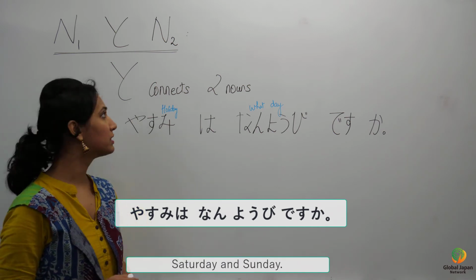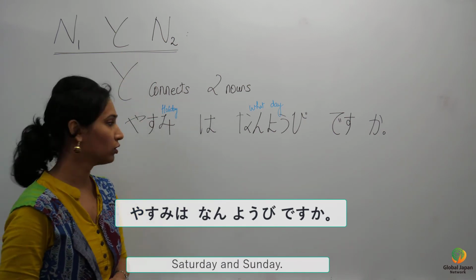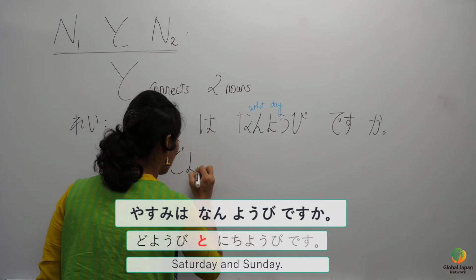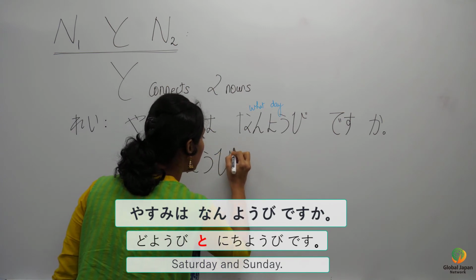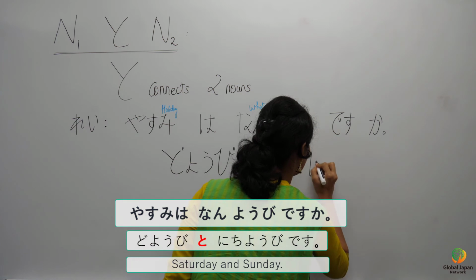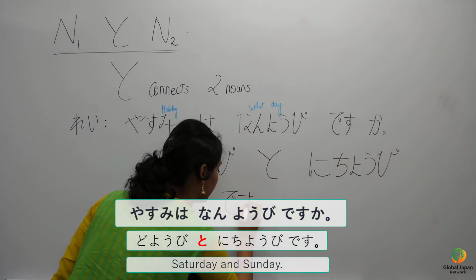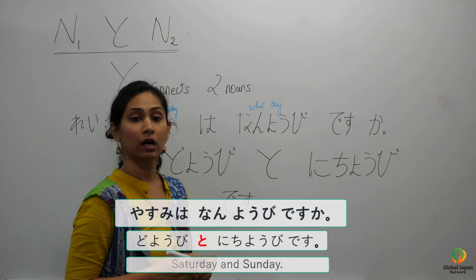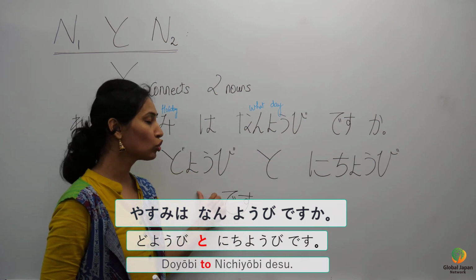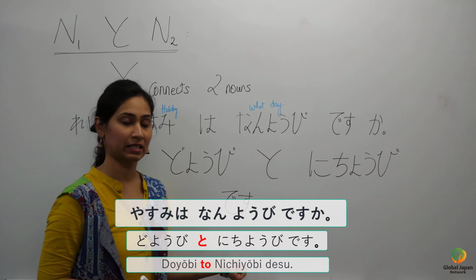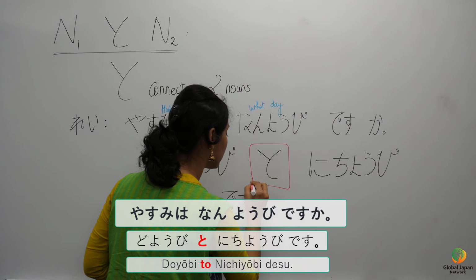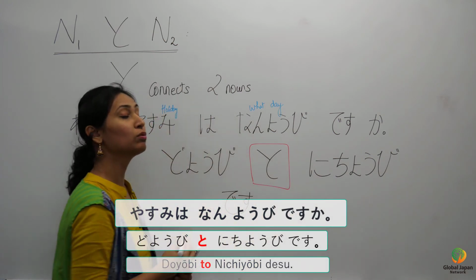And we are going to use the particle to. So the answer for this question would be doyobi to nichiyobi desu. Yasumi wa nanyobi desu ka? Doyobi to nichiyobi desu. So to is acting here as a particle that is joining these two nouns.